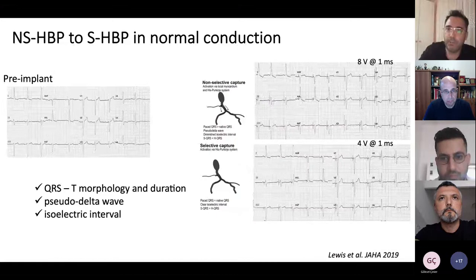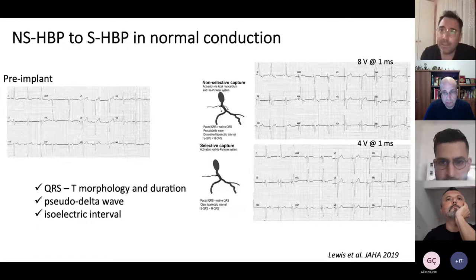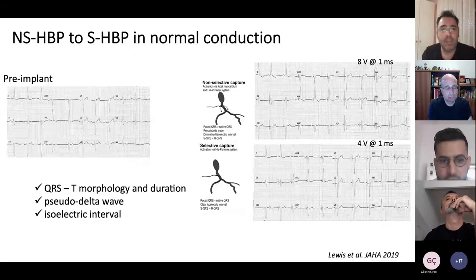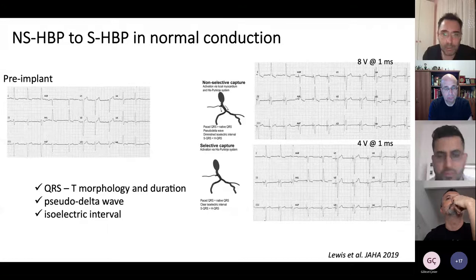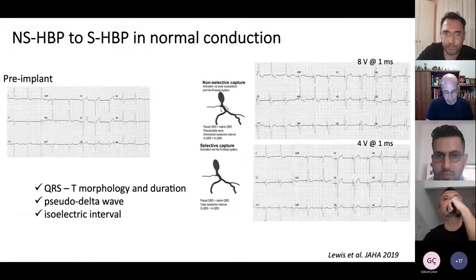So the transition from non-selective to selective, as you can see here, is this: when we pace at high output, we have the non-selective capture, and when we gradually reduce the output down to 4 volts, the QRS and T-wave morphology and duration change. It then resembles the intrinsic QRS. We have a pseudo delta, the pseudo delta wave disappears, and in that interval we have an isoelectric spike to onset of QRS interval.